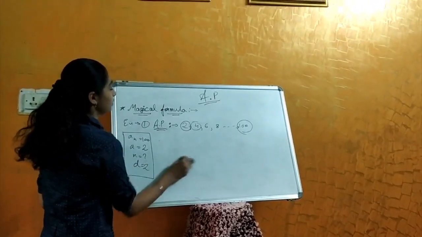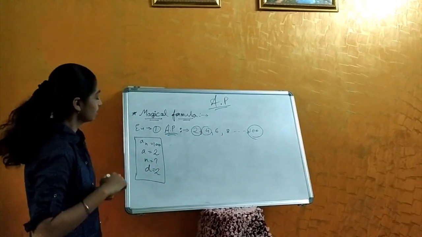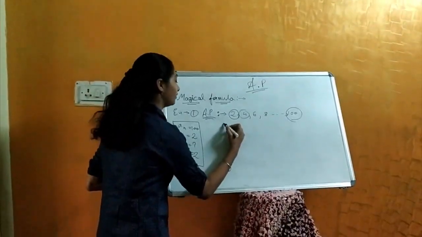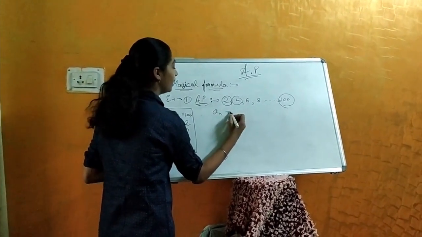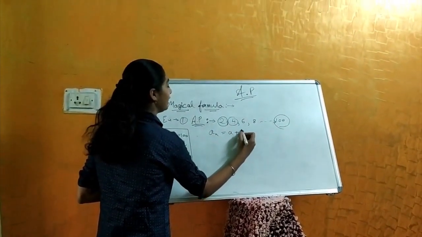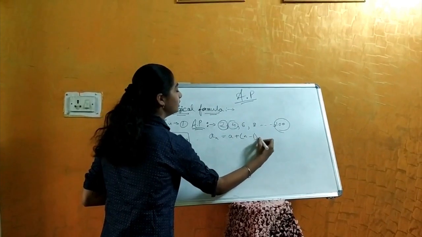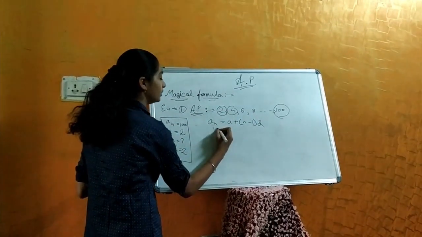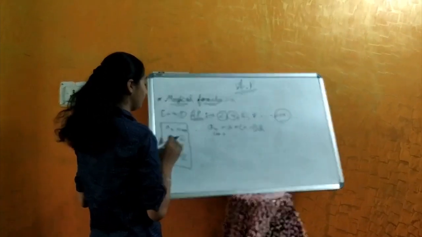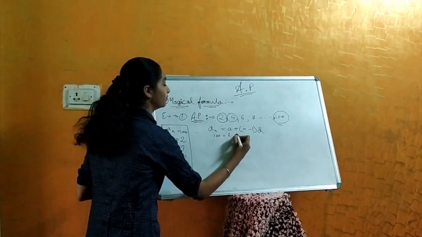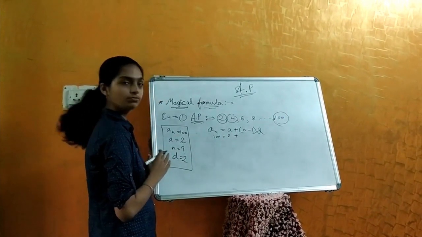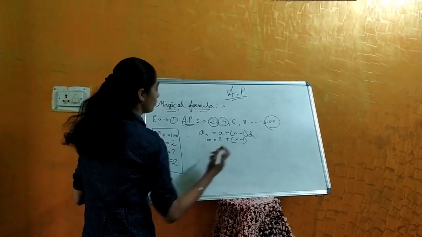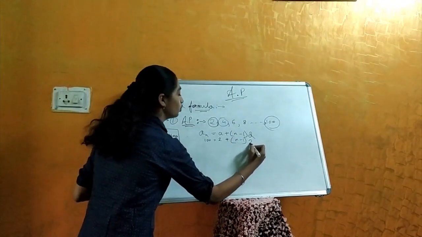Now what about n? Now here we will use our magical formula. What is that? The first magical formula, that is an is equal to a plus n minus 1 into d. Now we know an. What is it? 100. Now we know a. What is it? 2 plus. Do we know n? No. n is remaining, so we have to find n here. What is d? We know d, that is 2.